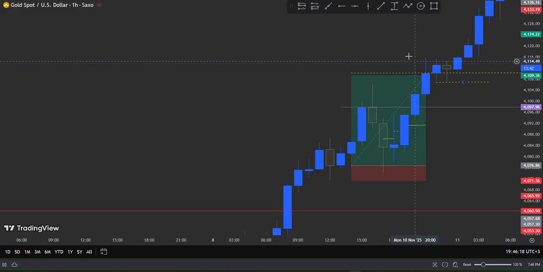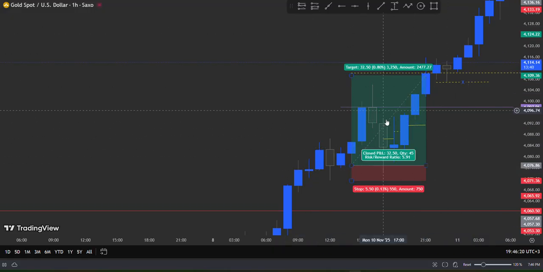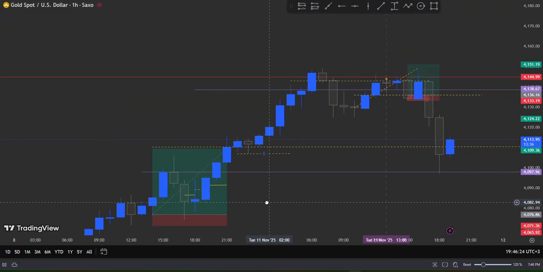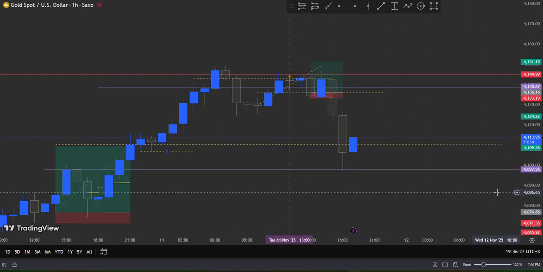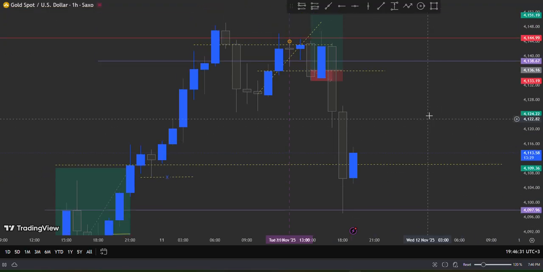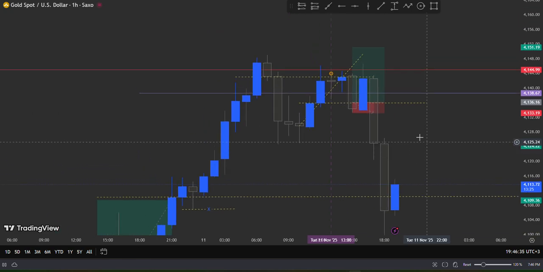Today I'm going to do a trade breakdown of this trade we took. This was yesterday. I took this trade, but today the market wasn't on our side. So I'm going to make a trade breakdown and see what failed us and what went right or wrong.